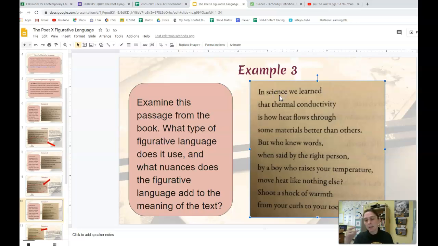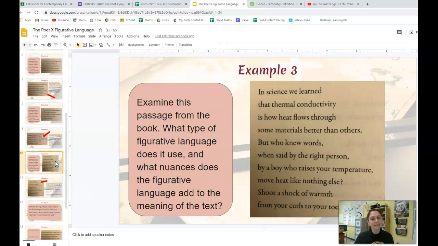This one, she's talking about her relationship with her boy, her crush. She says, in science we learned that thermal conductivity is how heat flows through some materials better than others. But who knew words, when said by the right person, by a boy who raises your temperature, could heat like nothing else? Shoot a shock of warmth from your curls to your toes.